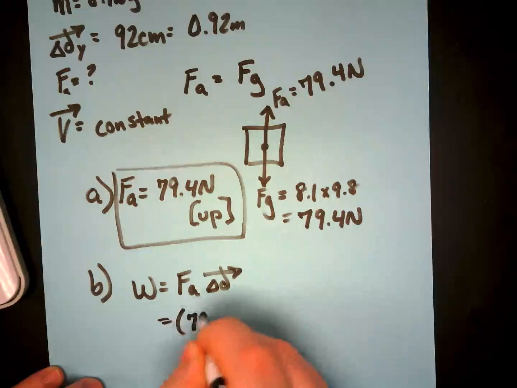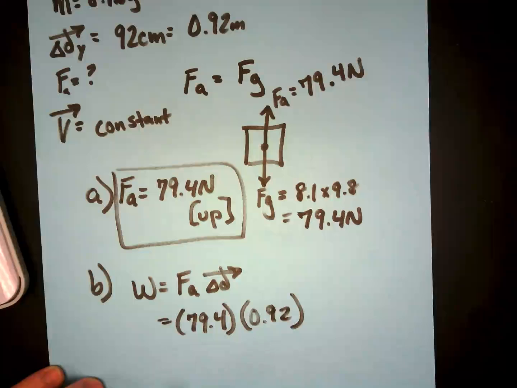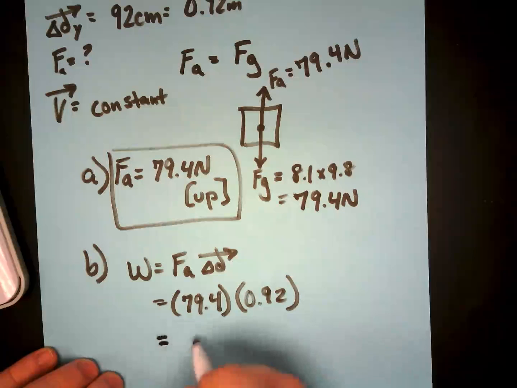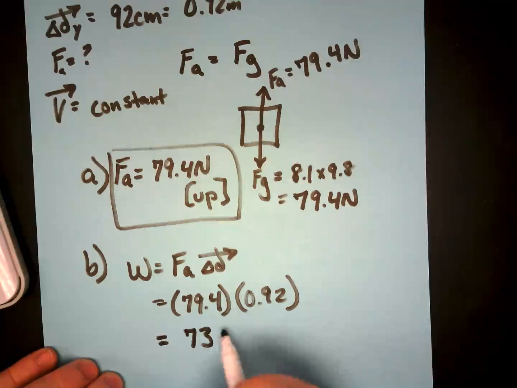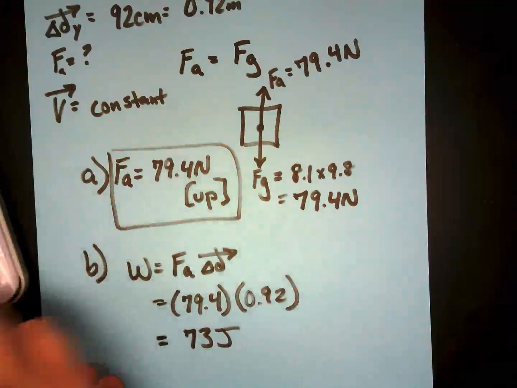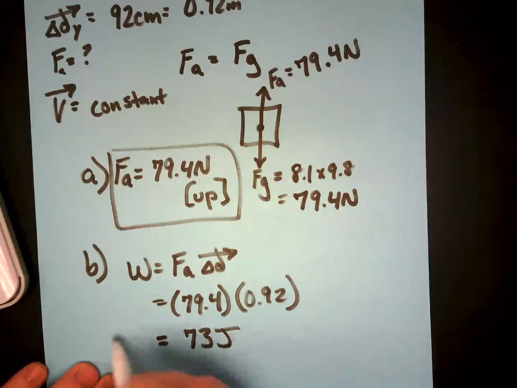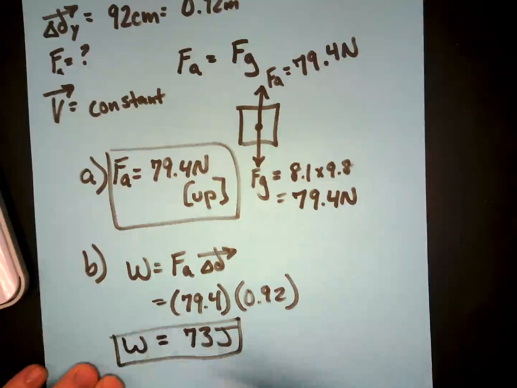So 79.4 times 0.92, which is going to give us roughly 73 joules. Let's double check that real quick. Yeah, 73 joules worth of energy. And there's number 5.